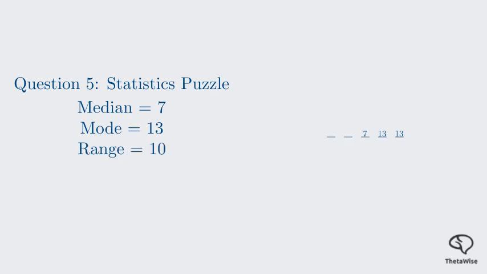Third, the range is 10. The range is the difference between the largest and smallest number. The largest number is 13. To find the smallest, we subtract 10 from 13, which gives us 3. So the first number is 3.